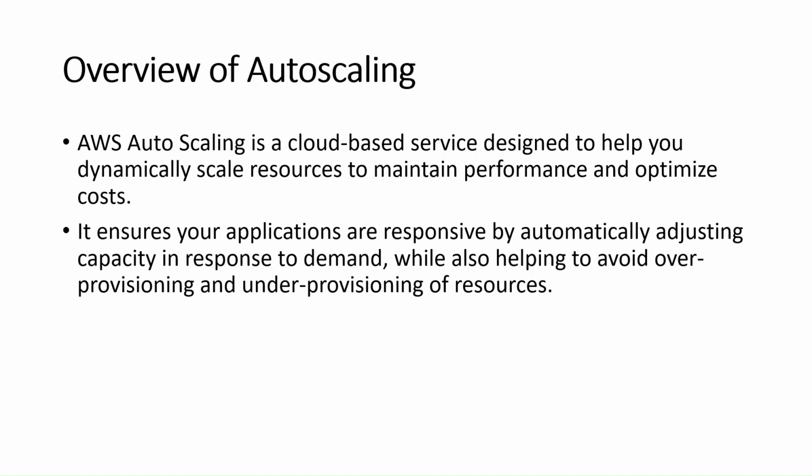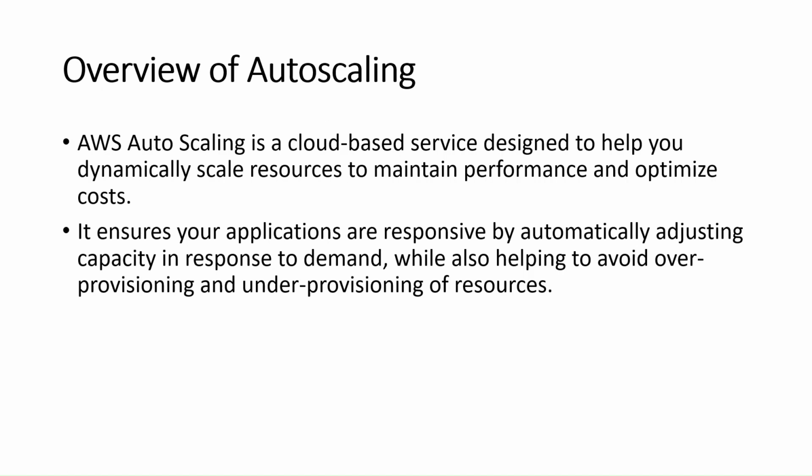Firstly, let's see overview of autoscaling. AWS Autoscaling is a cloud-based service designed to help you dynamically scale resources to maintain performance and optimize costs. It's an AWS service that automatically adjusts your number of compute resources, EC2 instances, to maintain workload or the traffic. So it ensures your applications are responsive by automatically adjusting capacity in response to demand, while also helping to avoid over provisioning and under provisioning of resources.